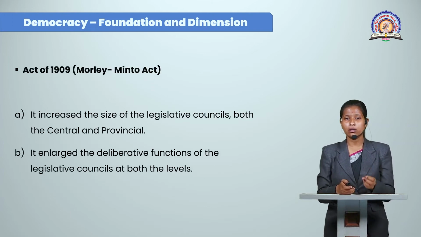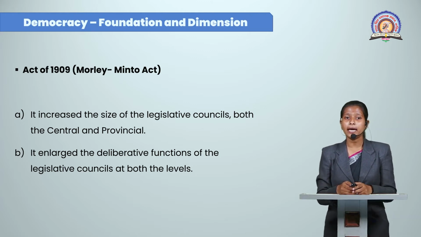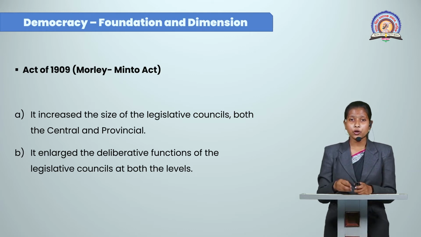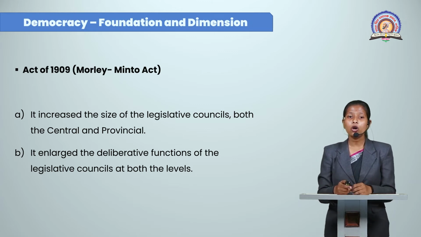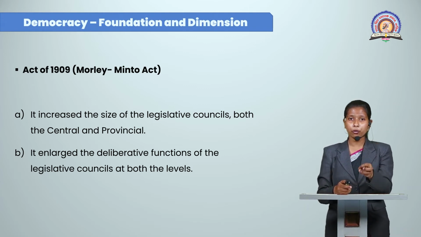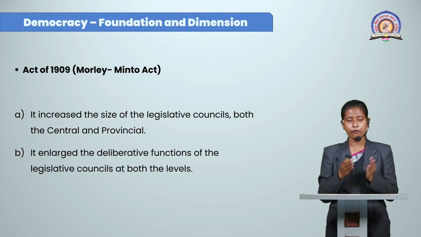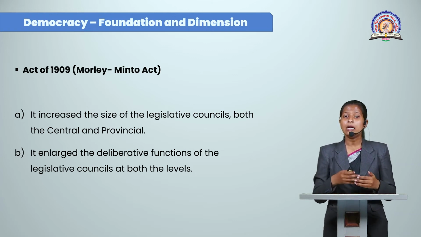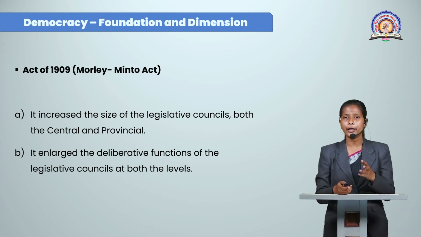Now the Act of 1909 is also known as the Morley-Minto Act. At that time Lord Minto was the Viceroy of India and Lord Morley was the Secretary of State for India. As these two persons were ruling us, the act was named the Morley-Minto Act. They put forward the ideas that it increases the size of the legislative councils at both the central and provincial levels. It enlarges the deliberative functions, meaning the discussions of the legislative councils at both levels were enlarged. So these were the two ideas put forward by the Morley-Minto Act 1909.